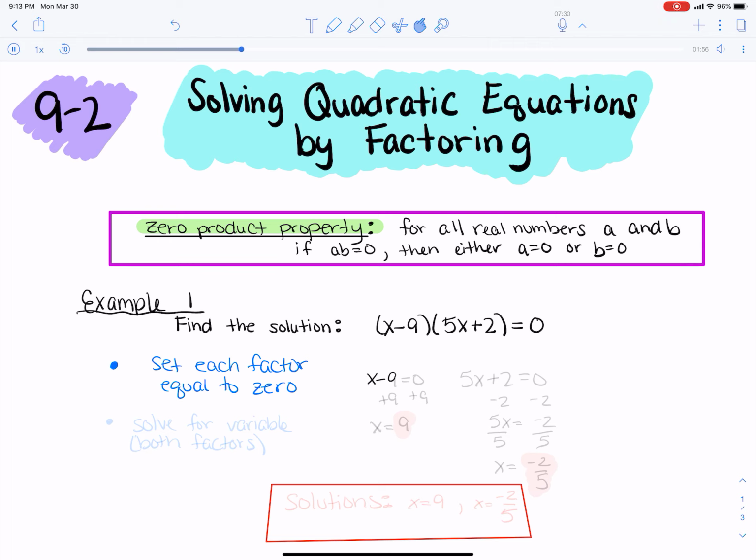So we have x minus 9 equals 0. And then I also have to set the other one equal to 0. 5x plus 2 equals 0. Once they're both set equal to 0, our next step is to solve for our variable for both factors.